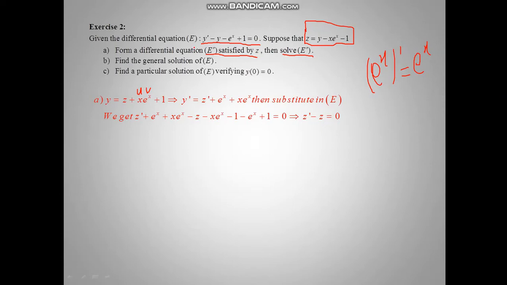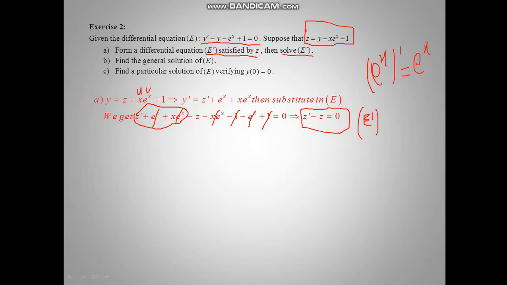Okay, now we have y prime. We replace y prime and y by their values here. So we get z prime plus e^x plus x e^x to replace y prime, minus y, so minus z minus x e^x minus 1. Okay, don't forget we have minus e^x plus 1 equal to 0. Now plus x e^x and minus x e^x we simplify, plus e^x and minus e^x we simplify, minus 1 and plus 1 we simplify, and we get z prime minus z equals 0. You can see very clearly that this differential equation E prime satisfied by z is easier than the differential equation E satisfied by y.